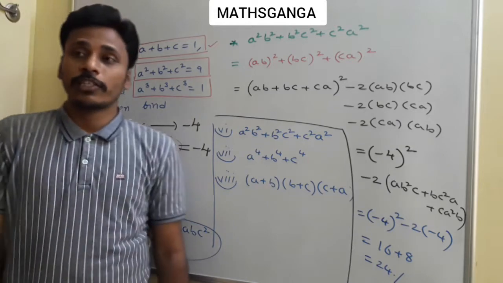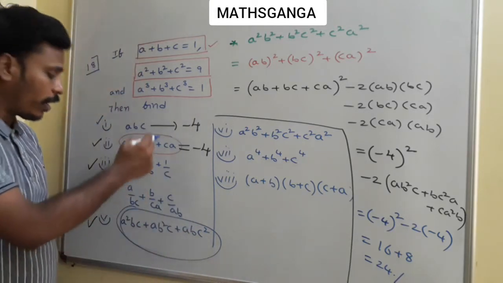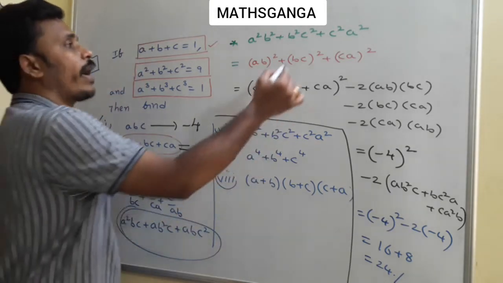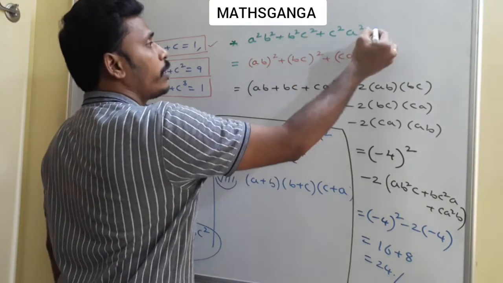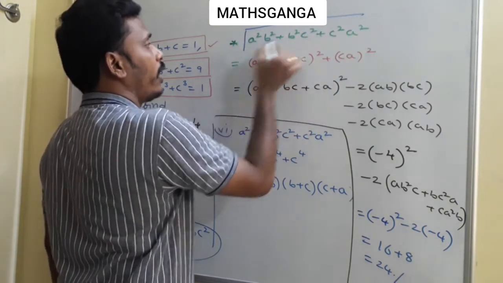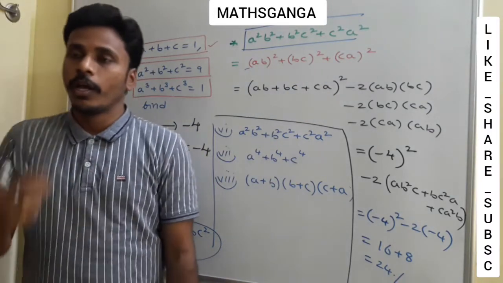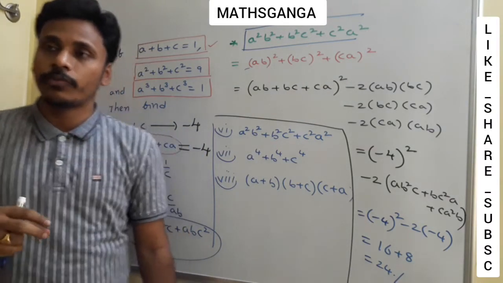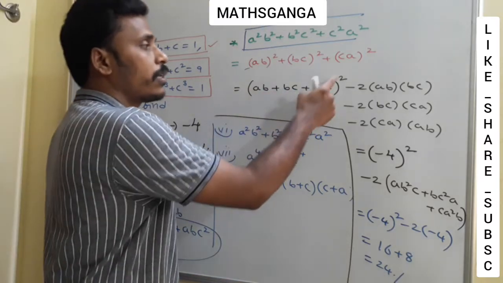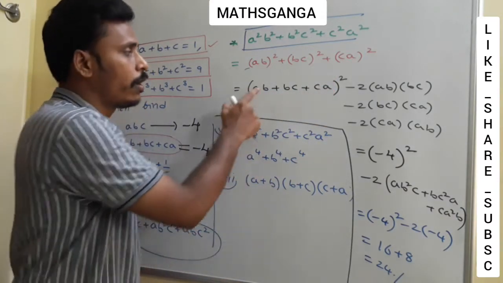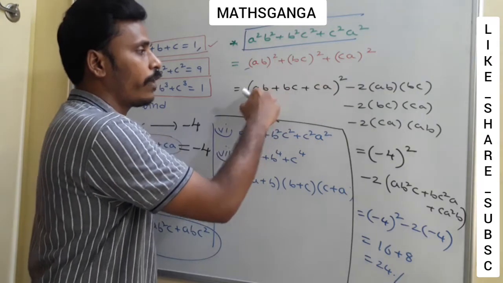Is it clear? Just look there once again. It is somewhat different when compared with this 5. We need to find a square b square plus b square c square plus c square a square. So you just think of it like that, ab whole square, bc whole square, ca whole square. So the sum of these squares of three different terms is nothing but ab plus bc plus ca whole square minus 2 times the first two product, next two, and then first and last.